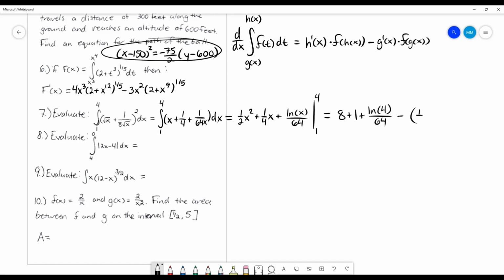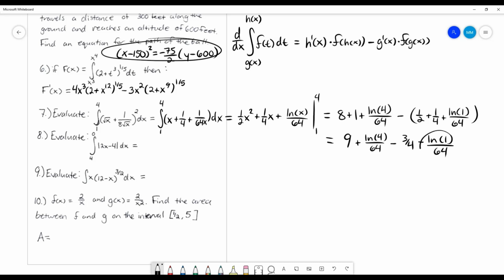So it's going to be 1/2, 1/4, natural log of 1 over 64. So that gets to be 9 plus natural log of 4 over 64 minus, and that's going to be 3/4 minus natural log of 1 over 64.